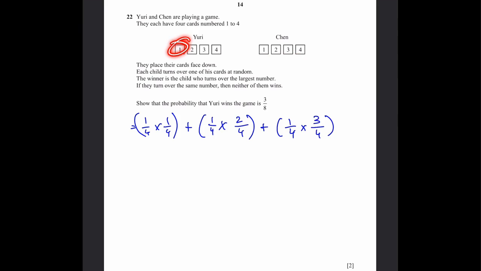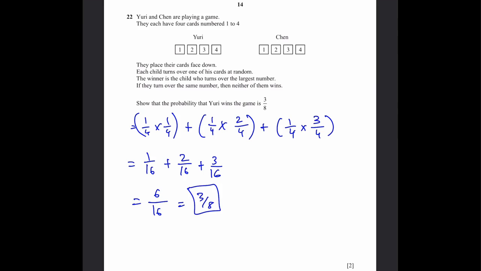Why are we not counting Yuri getting 1? Because if he gets 1, whatever number Chen gets, he will not be able to win. So that'll be 1/16 plus 2/16 plus 3/16. That's equal to 6/16, which is 3/8. And that is proven. That's the answer.